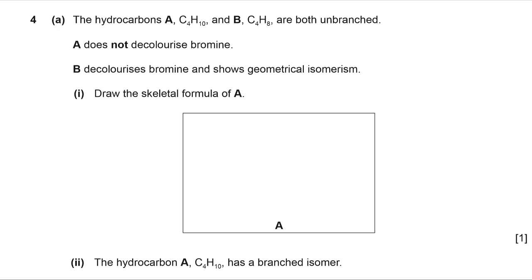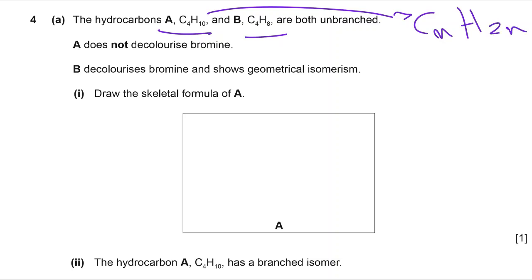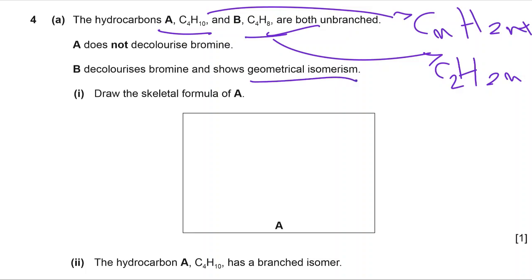In question number 4, the hydrocarbon A is C4H10, this is an alkane, and B is C4H8, an alkene, because the first one follows CnH2n+2, and the other one follows CnH2n. A doesn't decolorize bromine, yes, because it's an alkane, and B decolorizes bromine and shows geometrical isomerism. Alkene and geometrical, so that means it's only cis-trans.